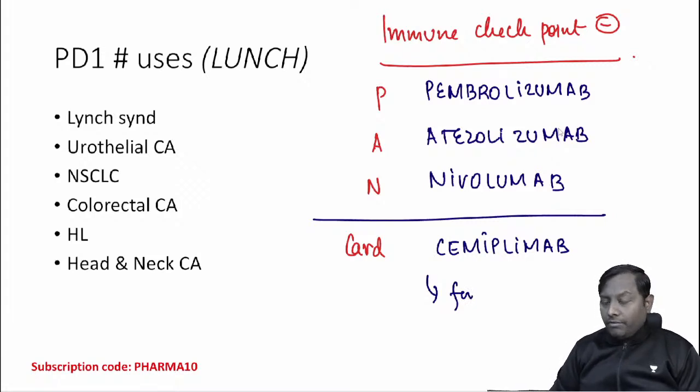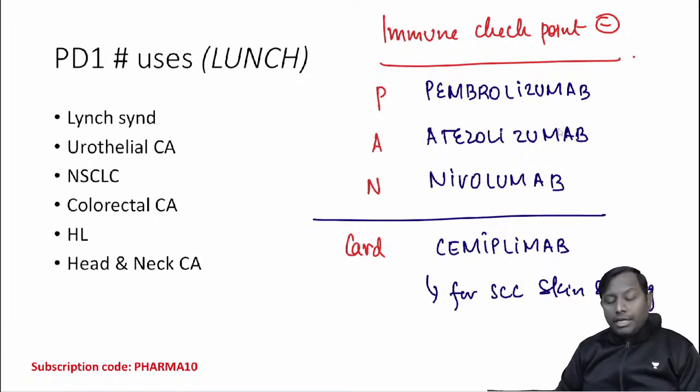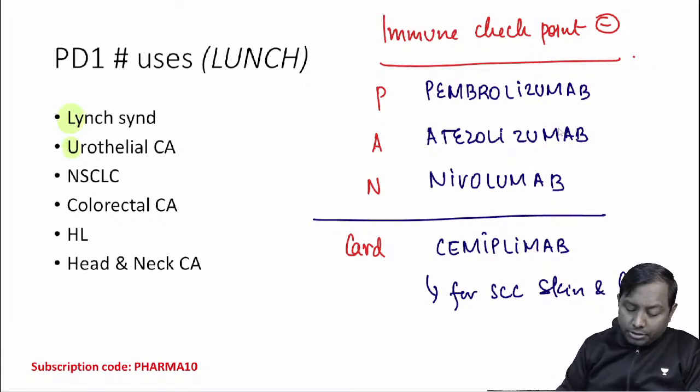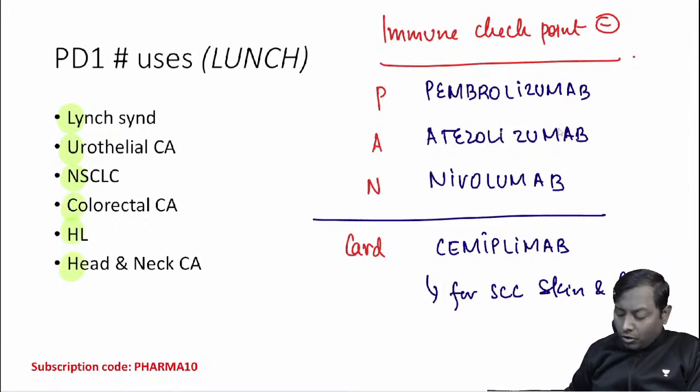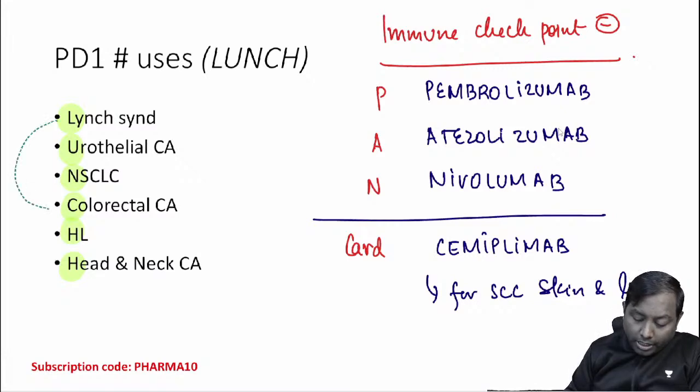Other agents that we have like pembrolizumab, atezolizumab, nivolumab can be utilized in conditions you remember by the mnemonic LUNCH, that stands for Lynch syndrome. Oftentimes this Lynch syndrome is also associated with colorectal carcinoma, urothelial carcinoma, non-small cell lung cancer, colorectal carcinoma, Hodgkin's lymphoma. This has been asked already in INICET. Head and neck cancer maybe also we can use.